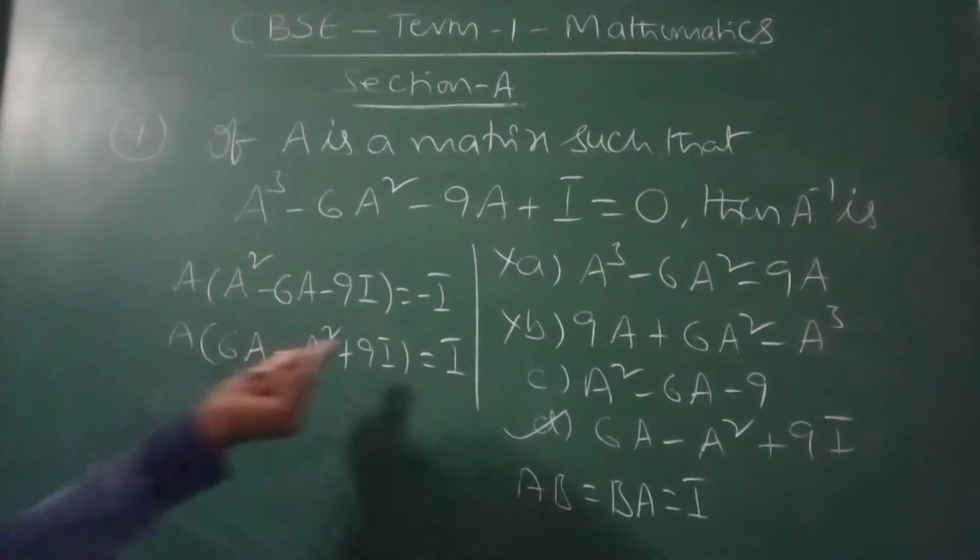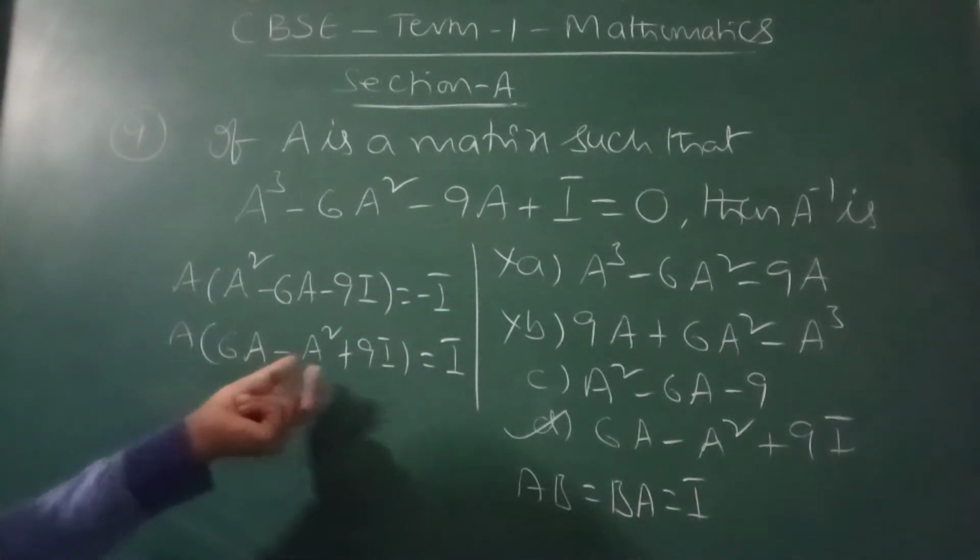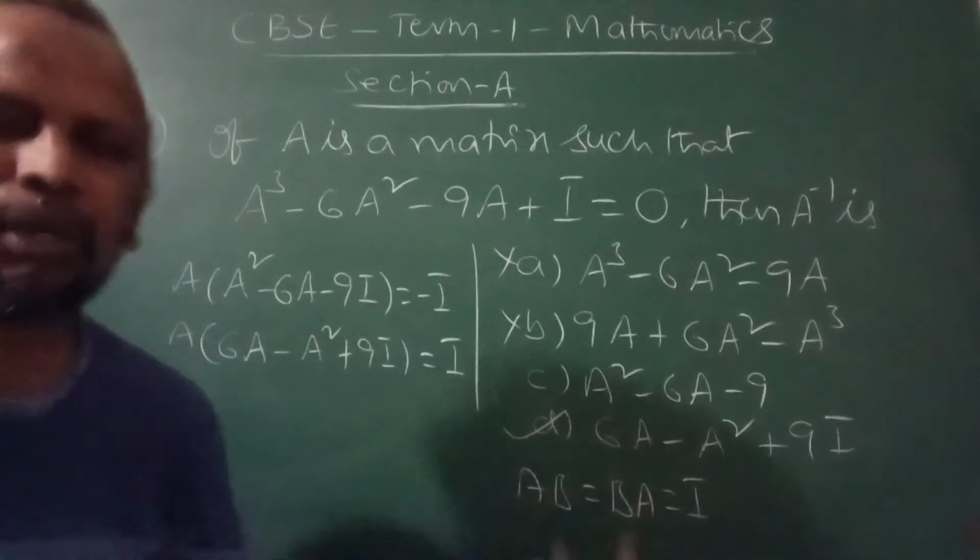Like this, I can write in any order, but these are the terms, right? 6A minus A square plus 9I. This is your answer, option D.